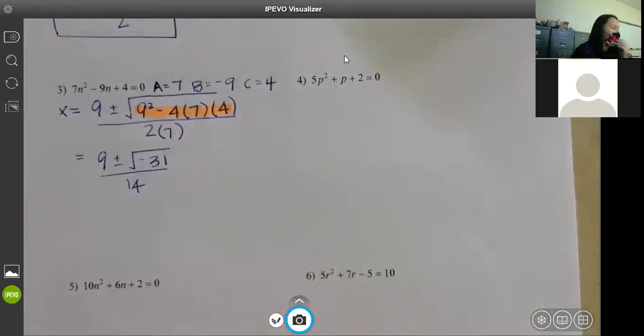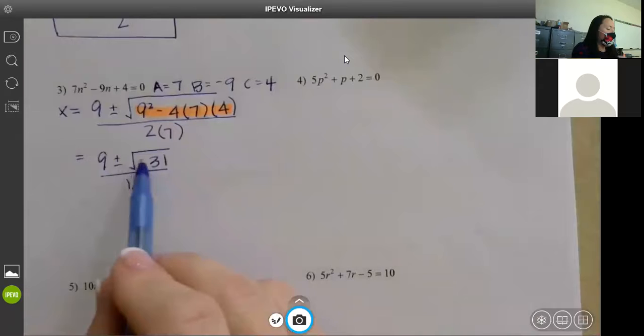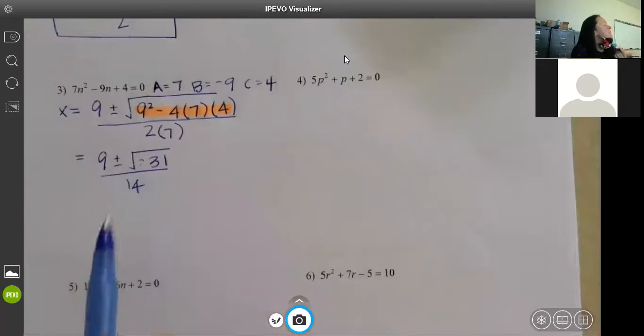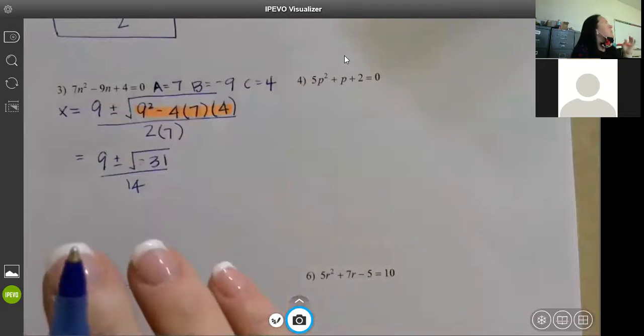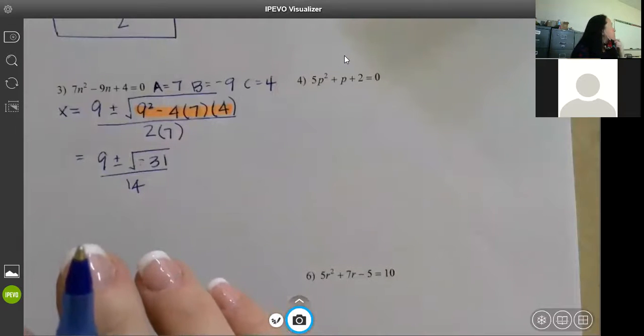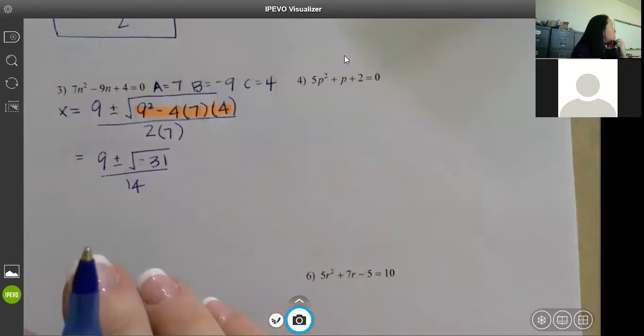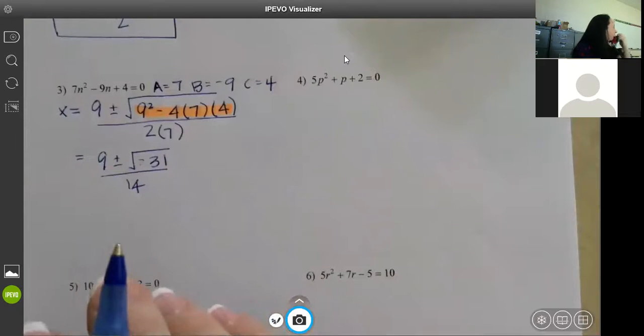Will 31 break down at all? No, it's a prime number. It's as good as it gets. But we cannot have a negative under here. So this is where we have imaginary numbers. And again, you guys should have understood this, like math 2, math 1. I don't think we do it in math 1. Definitely math 2, you do imaginary numbers. Do you remember what an imaginary number looks like? An i, right? Okay, so that's all we do.